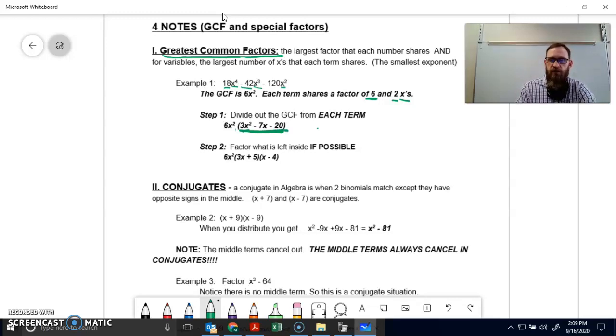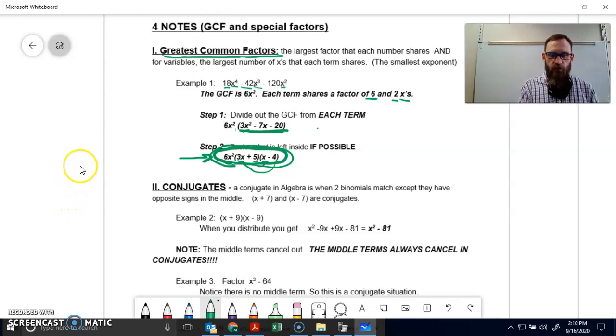So using yesterday's lesson, I break 3x squared up into 3 and x, and I break 20 up into 5 and 4. The outside gives me 12, the inside gives me 5, makes negative 7. And then this would be the final answer. Notice the GCF is still in the answer. It's not just the 2 parentheses, it's the GCF and the 2 parentheses that make up the final answer.